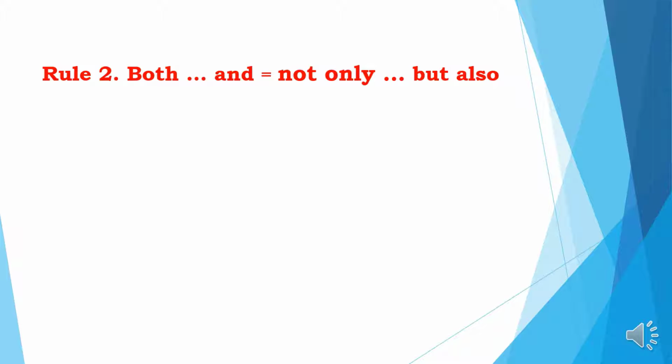Rule 2. If there is both ... and in any affirmative sentence, then we have to use the structure not only ... but also. That means instead of both we have to use not only, and instead of and we have to use but also. And in this way we can transform any affirmative sentence into negative.